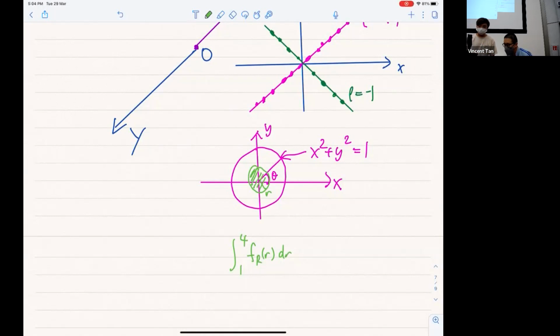Pi R squared instead. 1 over what? Pi R squared. I don't think so. It's definitely 1 over R squared over 4 squared or something like that. Yeah, it would be 16 over R squared. R squared over 16 probably.